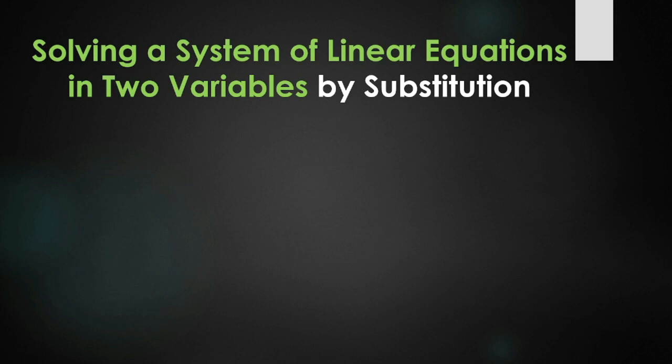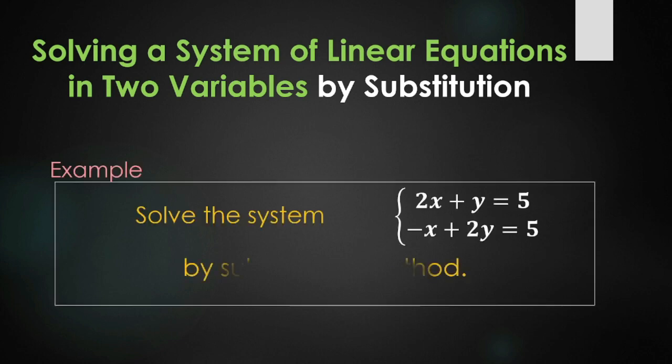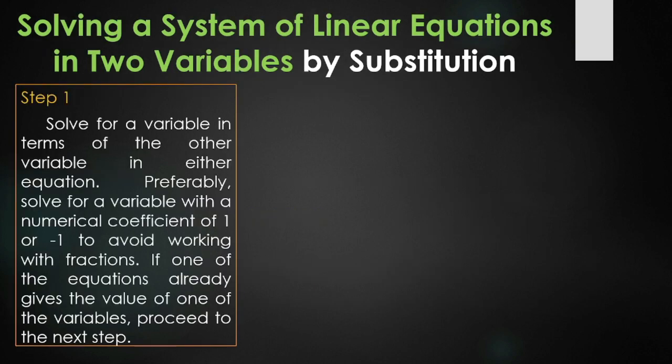This time, we will solve a system of linear equations in two variables by substitution. For example, solve the system 2x plus y equals 5, negative x plus 2y equals 5 by substitution method. For step 1, solve a variable in terms of the other variable in either equation. Preferably, solve for a variable with a numerical coefficient of 1 or negative 1 to avoid working with fractions.